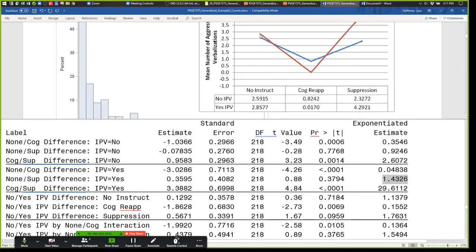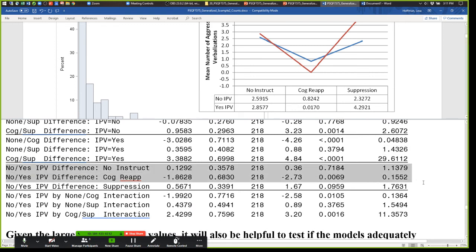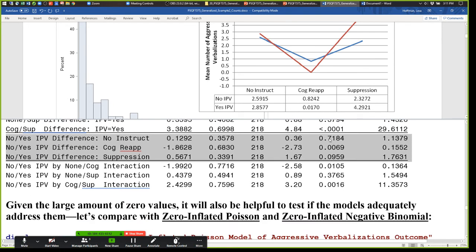Then we have the simple effects of IPV, so the differences between these lines that we asked for. So for the none condition, there is a difference or no difference? No real difference. For the cognitive reappraisal condition, this one right here, who is higher? Blue, which is IPV no. The coefficient is negative, meaning the yes group is lower.